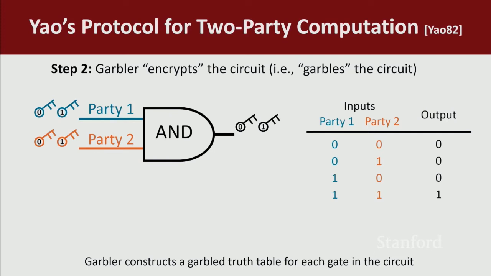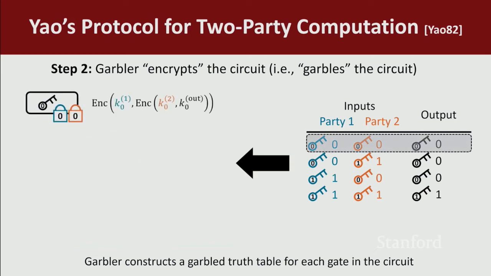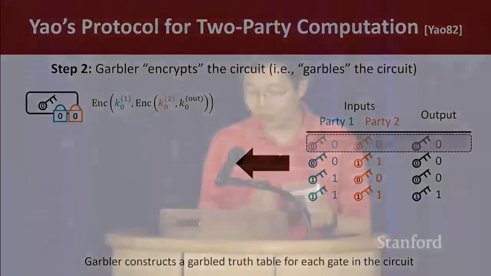Now recall that for every wire in the circuit, I've associated 2 different keys with them. So I'm going to write down the keys associated with the input wires as well as the output wires. And the key idea now is we're going to encrypt the output key with the 2 input keys. Let me show you this as a picture. Let's take the first row in this truth table. Both inputs are 0. The output is also 0.